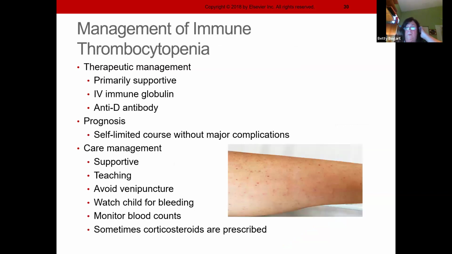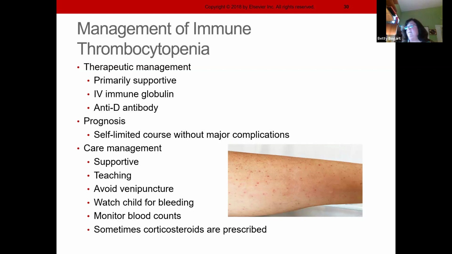Okay, what are we going to do? Well, we're going to do that CBC and find platelets, and it's usually below 20,000. So initially, we are just doing supportive, which is we're going to be watching for bleeding. Usually, these children are brought into the hospital. They're given that IVIG and they're given anti-D antibody. It is from a viral thing that has affected the body and the platelets, okay?